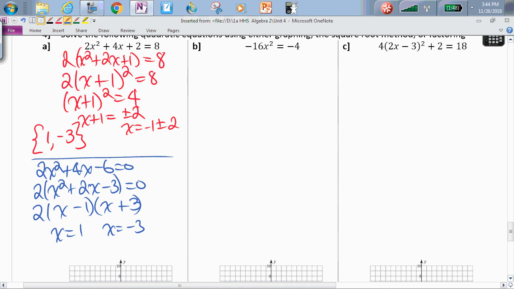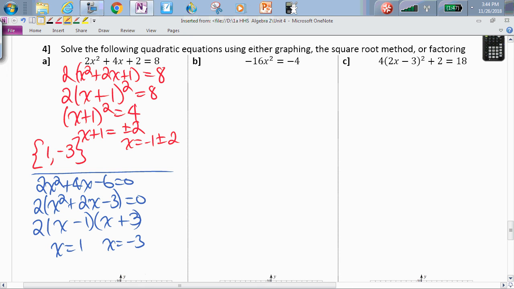So there's different ways of doing this. This is what's nice about this. Could have graphed it as well, a bit more work, we'd have to find the vertex. So yes, can do it, don't have to do it.